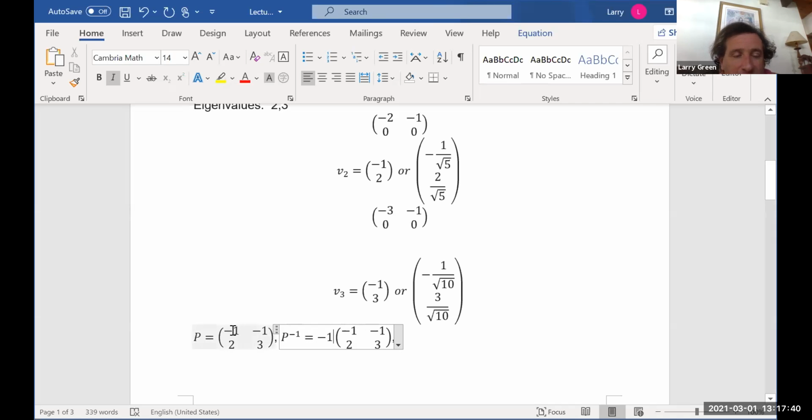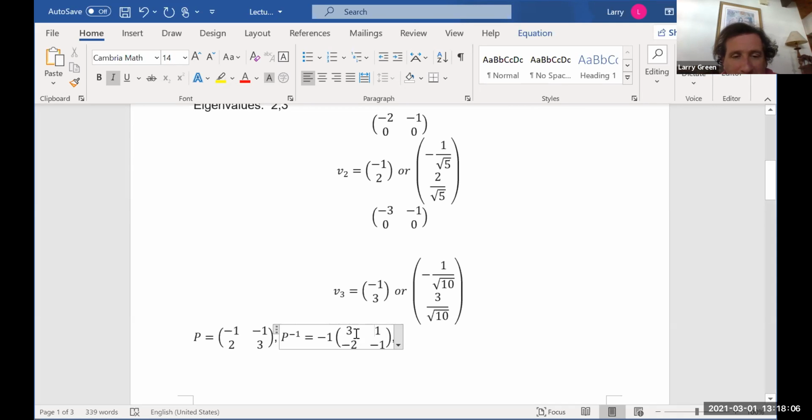And then remember, you switch the diagonals. So that negative 1 becomes a 3, and the 3 becomes a negative 1. And then you multiply the off diagonals by negative 1. So the 2 becomes a negative 2. The negative 1 becomes a 1.